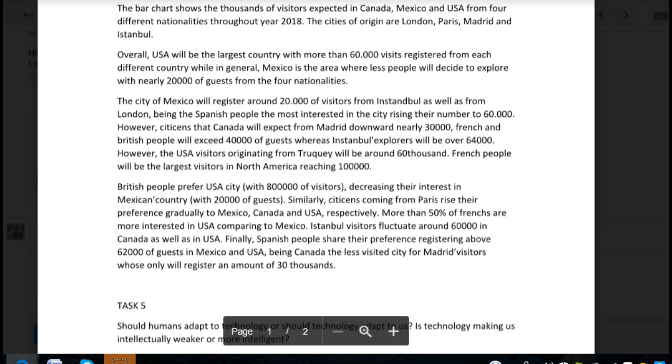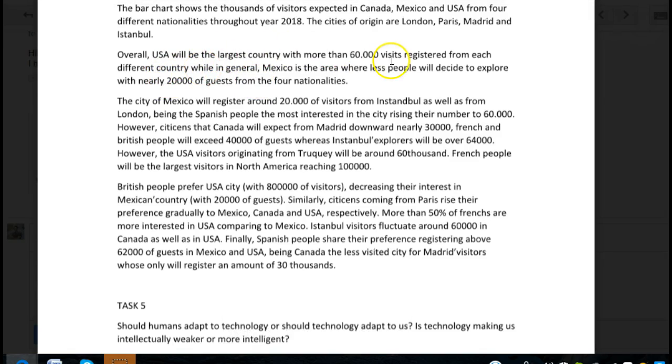Overall, USA will be the largest country with more than 60,000 visits registered from each different country. Okay, again, that's inaccurate. Mexico is the area where less people will decide to explore, with nearly 20,000 of guests from the 4 nationalities. Okay, so again, really, it looks like you've misunderstood the chart here.